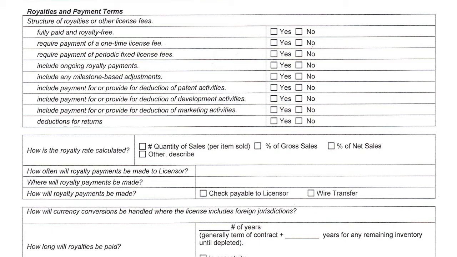If you look at the form, I talk about structure of royalties or other license fees. Fully paid versus royalty free. That's essentially at what point and how you are going to get paid. Okay? Are you going to get paid up front? Are there going to be advances involved? Is there going to be a royalty on unit? Is there going to be a royalty on sale? What type of sale? What type of receipt? We'll talk through a little bit of those.